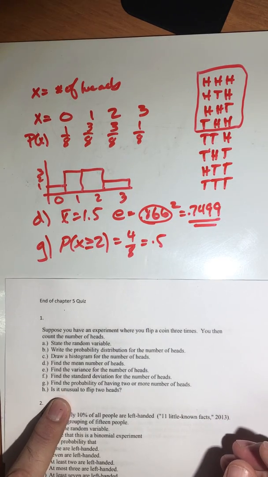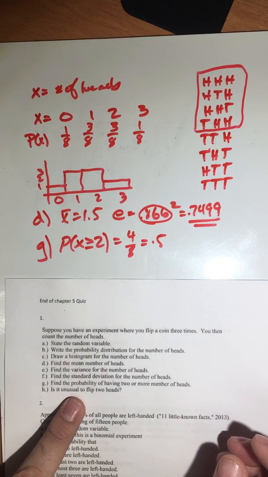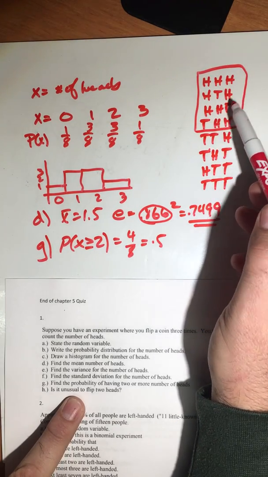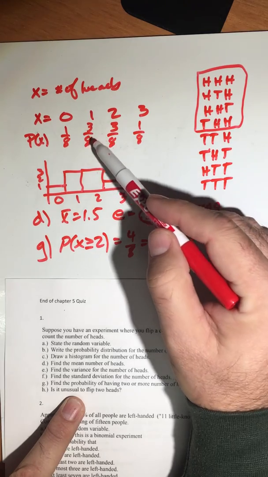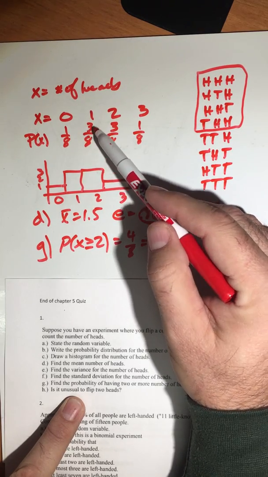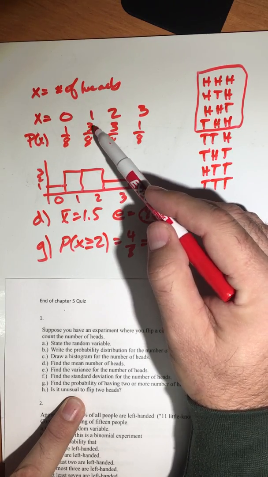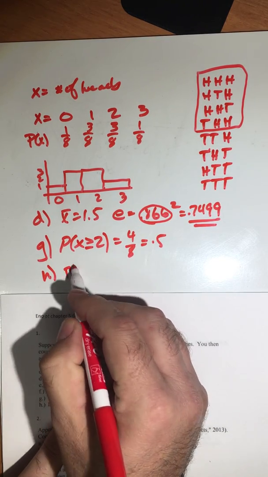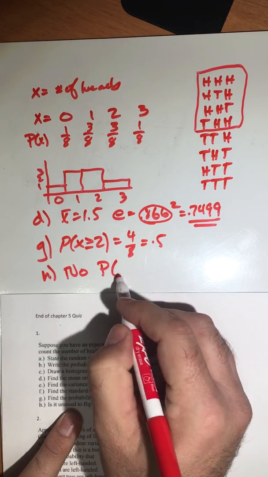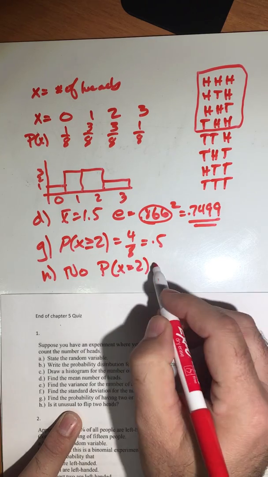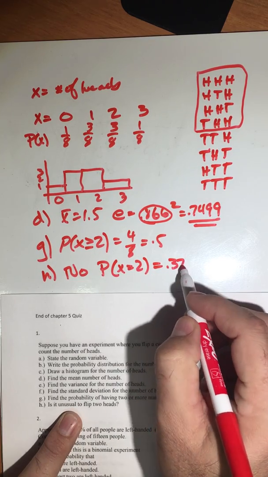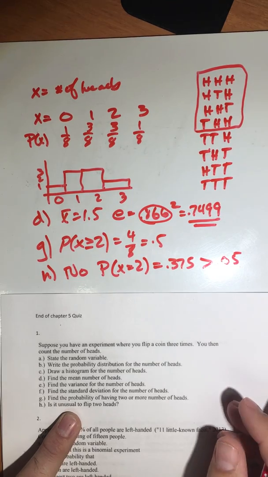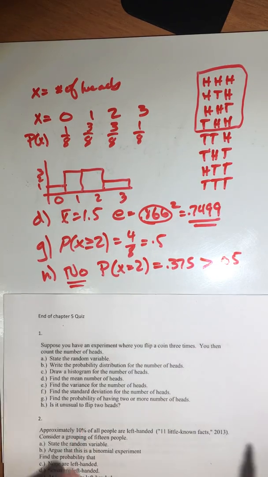And then the last one, is it unusual to flip 2 heads? So is it an unusual occurrence to get exactly 2 heads? Well, that happens 3 out of 8 times. That's not less than 5%. What is that, 37.5%? So the answer for part H is no. The probability that x equals 2 is equal to 0.375, which is much greater than 0.05, and so therefore, no, it is not an unusual event.